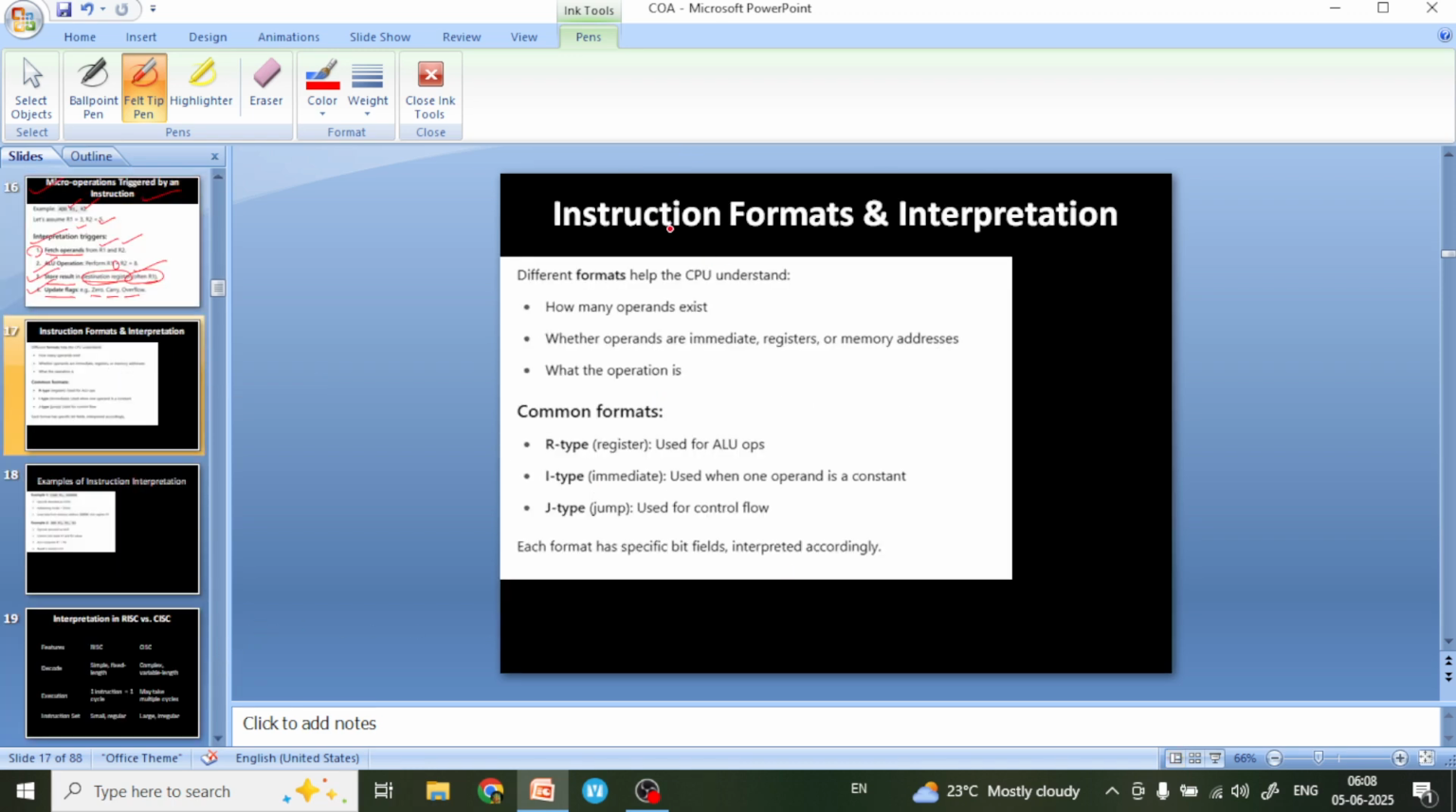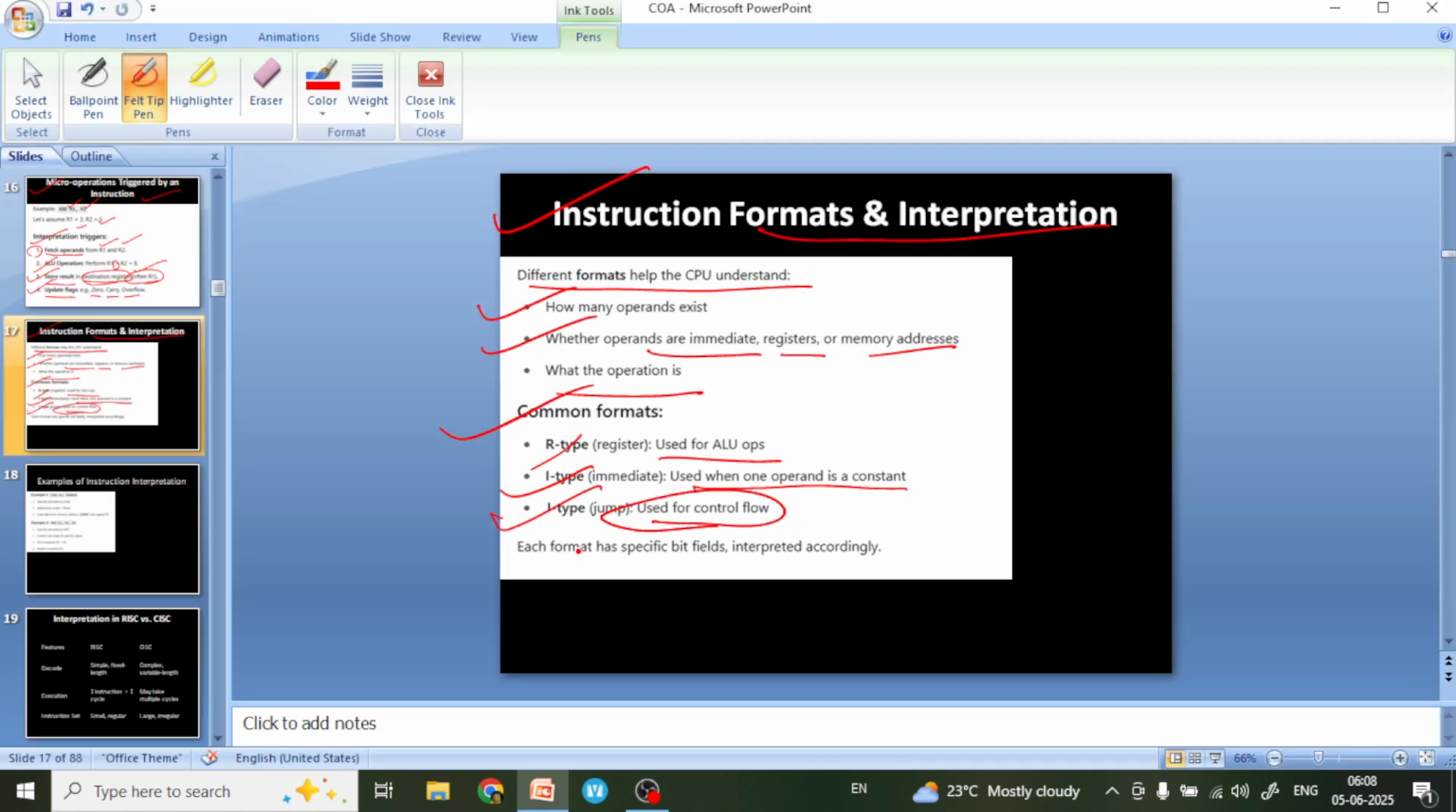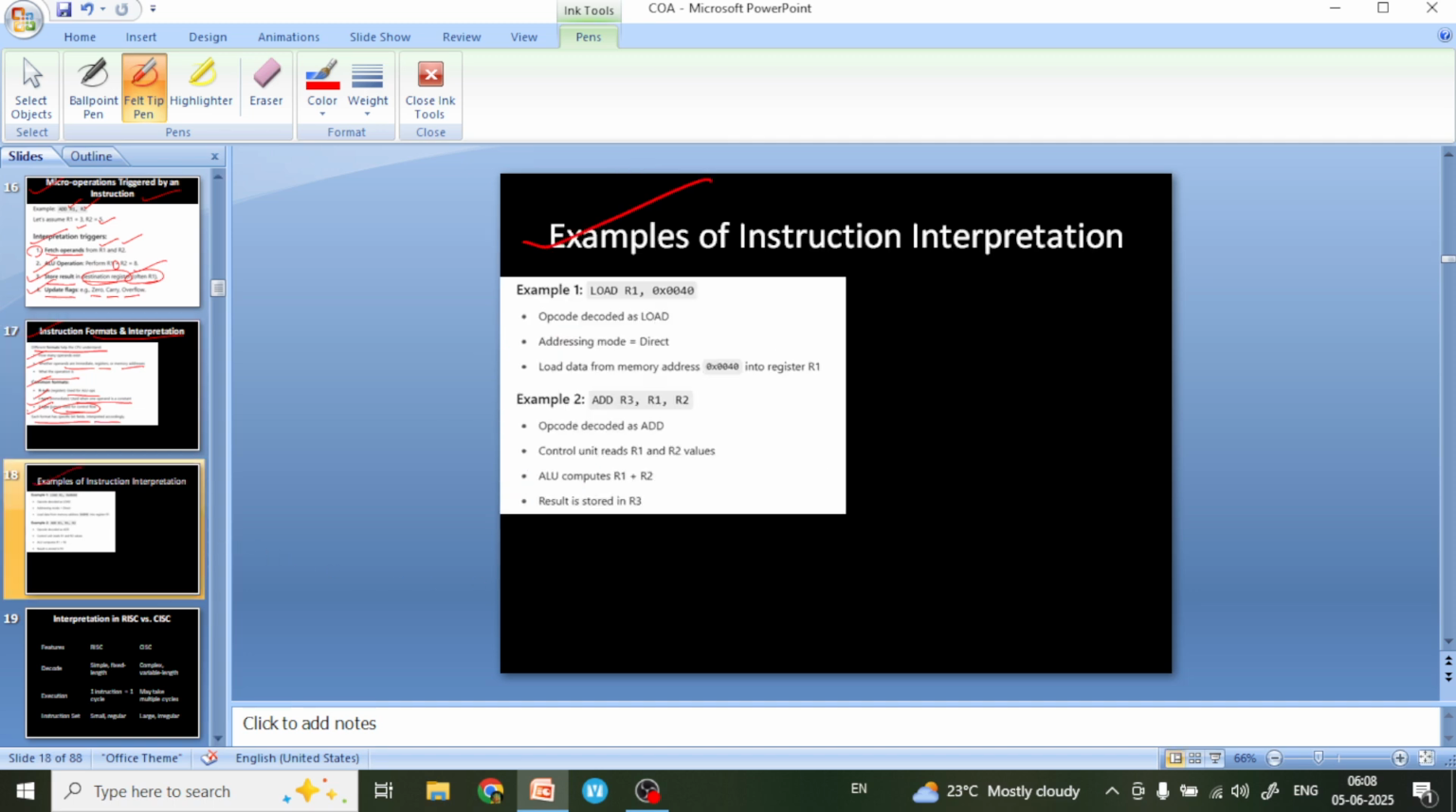And next is instruction formats and interpretations. Different formats help the CPU understand how many operands exist, whether operands are immediate, register, or memory addresses, and what operation is to be performed. Common formats: R type, that is register, which is used for ALU operations. I type, that is immediate, which is used when the operand is a constant, and J type, that is jump, which is used for control flow. Each format has specific bit fields and is interpreted accordingly.